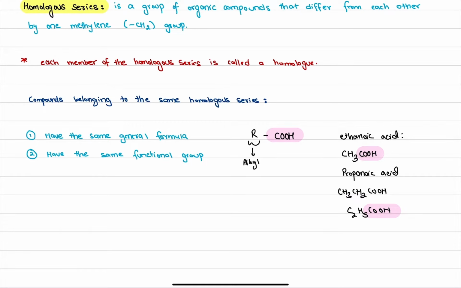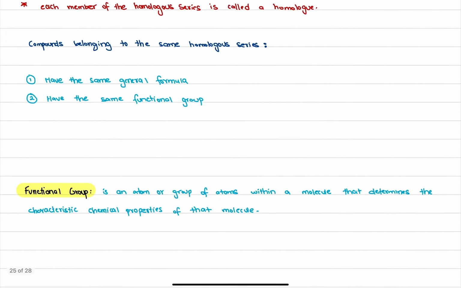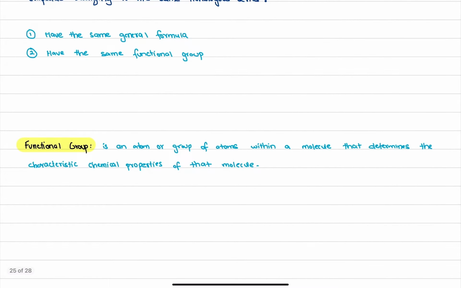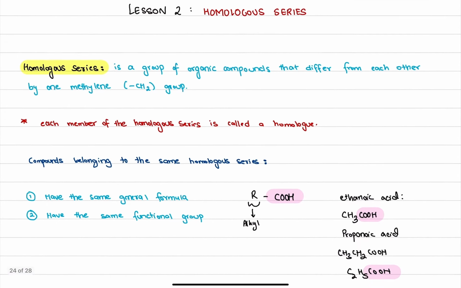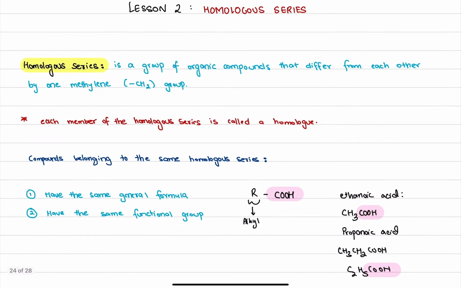By the way, now that we're talking about functional groups, let's also talk about the definition. A functional group is basically an atom, or a group of atoms. In the case of carboxylic acids, which we saw, we had COOH.